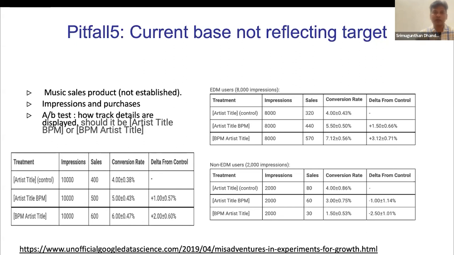And when they looked at the A/B test, they saw that BPM, artist, title was doing well. BPM is beats per minute. The reason why this happened was that the young population were more interested in electronic dance music, where BPM is actually important. So when they looked at users who listen to electronic dance music and non-EDM users, they saw a totally different result. The reason is that in your current population you had more young people, but what you want to target is the actual population after a few months or so, when you are growing. So that is the population you want to target.